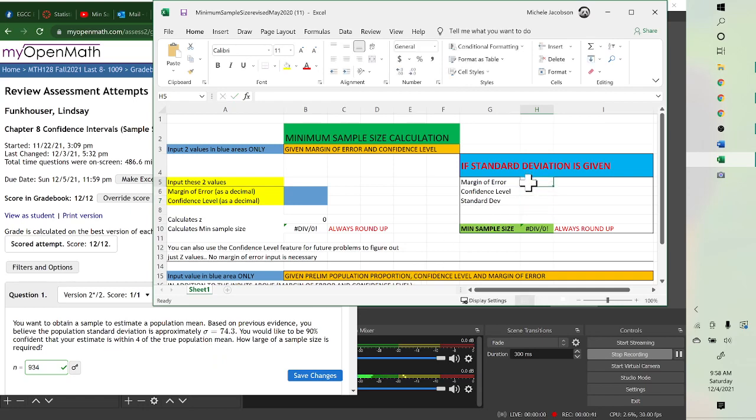So your margin of error is the part that's within, so it would be 4. And this is when you're given a standard deviation. Confidence level is 90, written as a decimal. And then standard deviation, 74.3. And then sample size, you always round up. So 934.